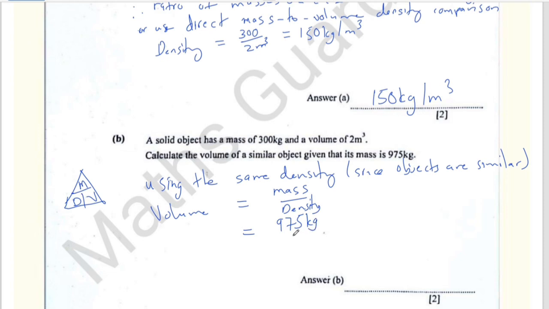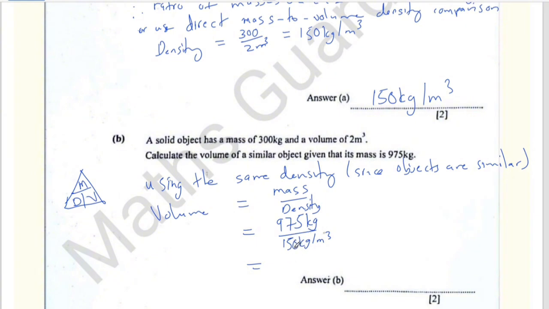So the density is equal to 300 kilograms over 2 cubic meters, which is going to give us 150 kilograms per cubic meter. Okay. Then after we found that, we are going to calculate now using volume equals mass over density. The mass of the second object is 975. We use the density since these are similar objects. We use the same density to find the volume of the new object.